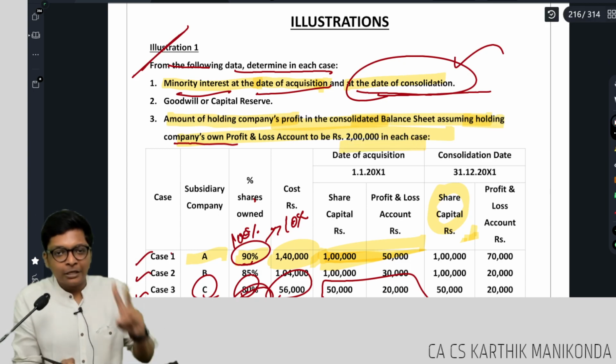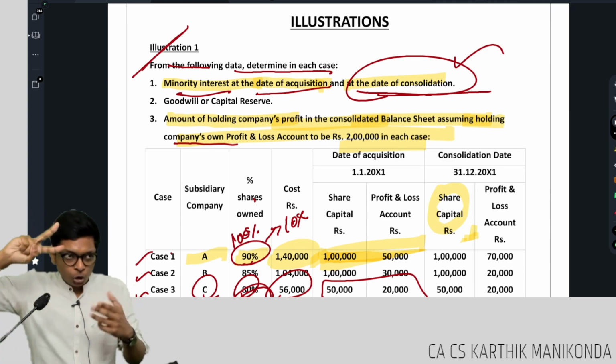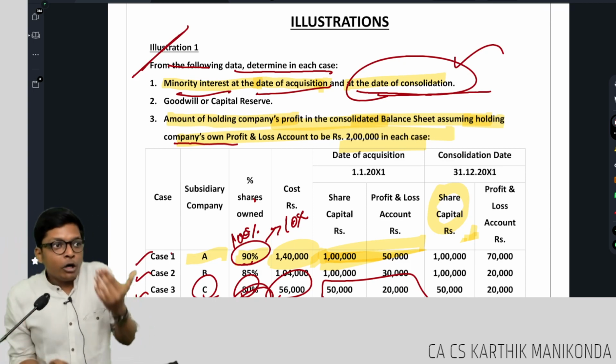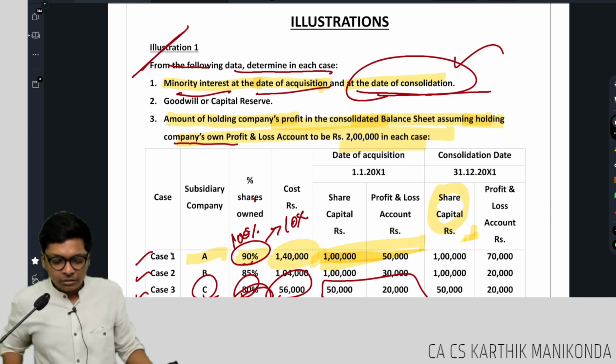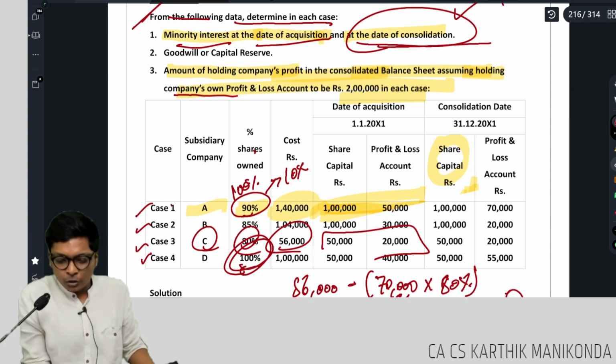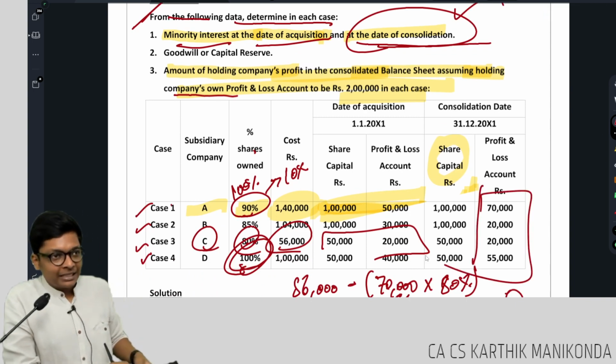Step 6, what did you do? What plus what is step 6? Holding company's profit of 2 lakhs plus post-acquisition share of the subsidiary with the holding. How to find that here? Which profit will I take? Only up to the date of consolidation. Correct? What is the post-acquisition profit?